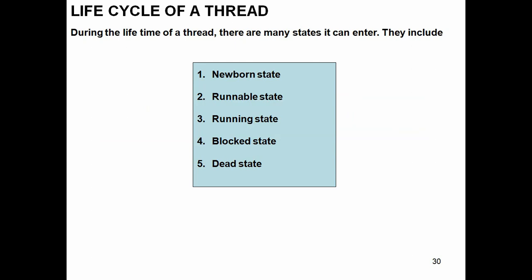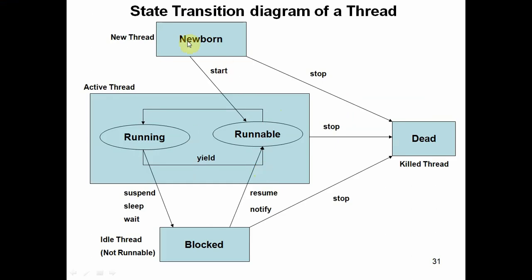Then the life cycle of a thread. During the lifetime of a thread, the thread is mainly in 5 states: new or born state, runnable state, running state, blocked state, and dead state. So this is the diagram of the life cycle of a thread.